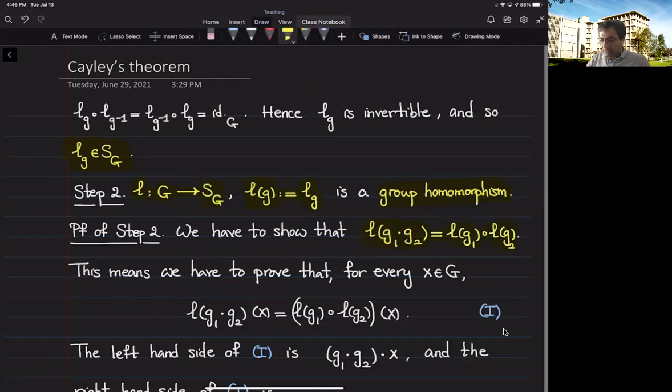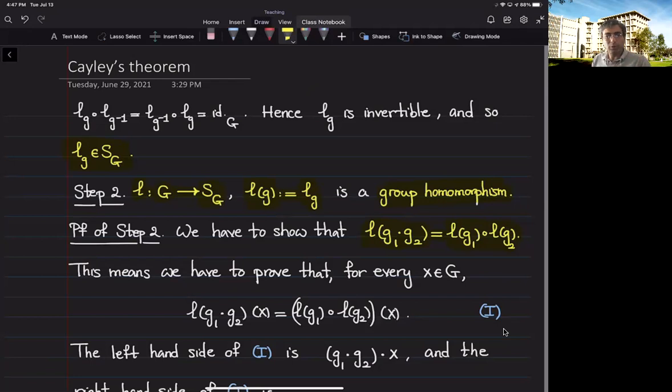Now, it looks complicated. What does that mean? This is an element of S sub G. These are elements of S sub G as well. Elements of S sub G are functions from G to G. This one is L sub G1 dot G2. This one, L sub G1, small circle, L sub G2. I want to show the equality of these two functions. Both of them are functions from the set G to the set G.